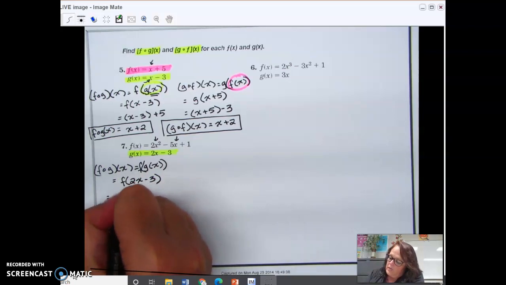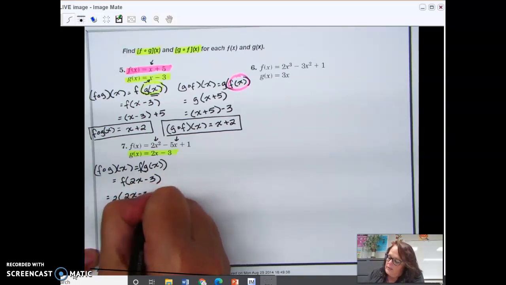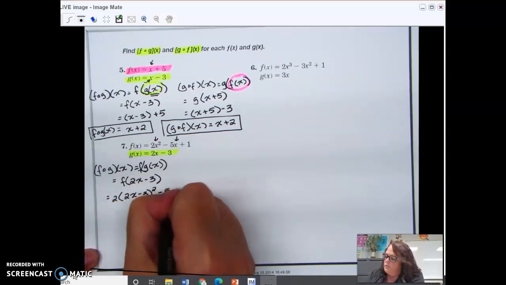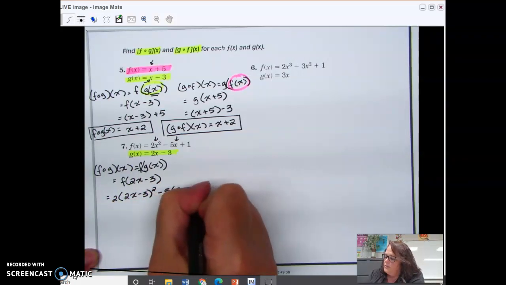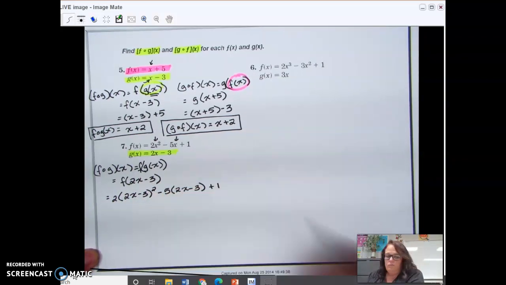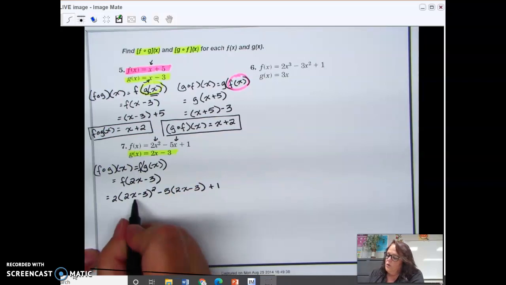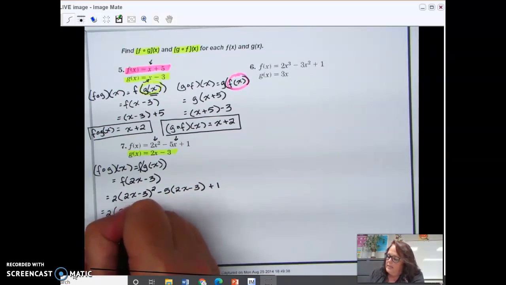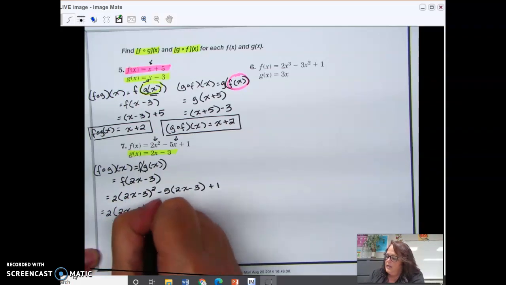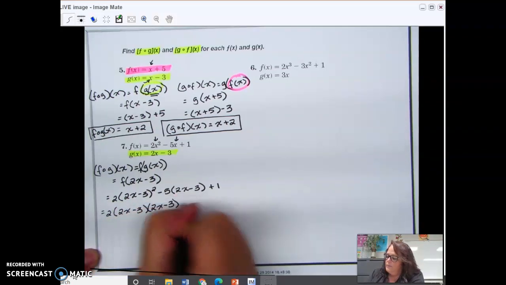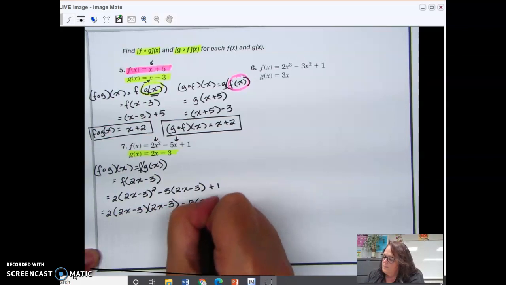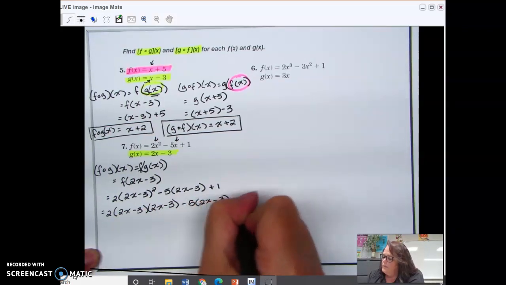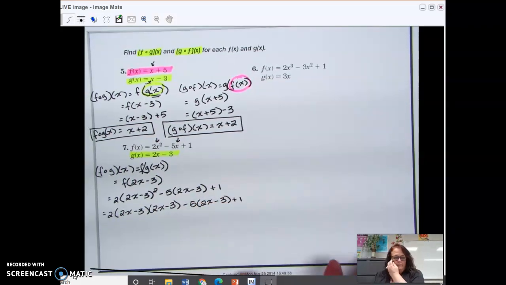So I'm going to have 2 times (2x minus 3) squared minus 5 times (2x minus 3) and then plus 1. So we're going to have to FOIL this one. So this becomes 2 times, and I get 2x minus 3 times itself, because square means multiply it to itself, right?